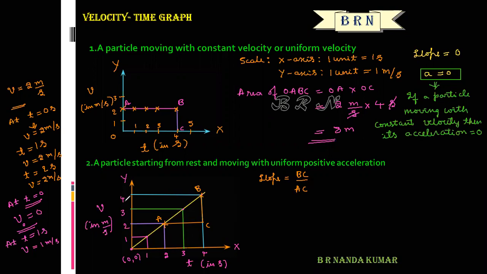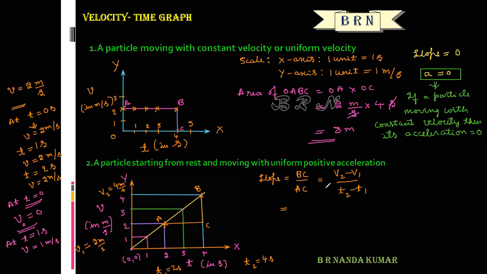The velocity corresponding to point B is the final velocity, so the final velocity of the particle is 4 meter per second. The velocity corresponding to point A is the initial velocity, let us consider that V1. V1 is equal to 2 meter per second. The time corresponding to point A is the initial time, that is 2 seconds. The time corresponding to point B is the final time, that is 4 seconds. So BC is V2 minus V1, and AC is T2 minus T1.